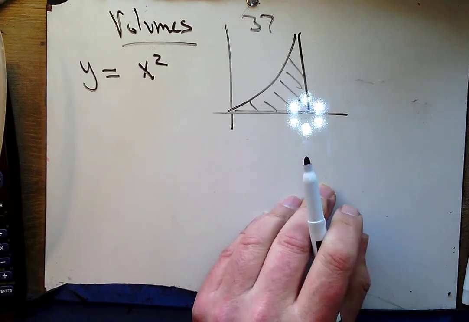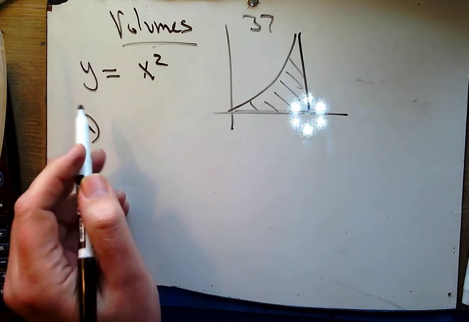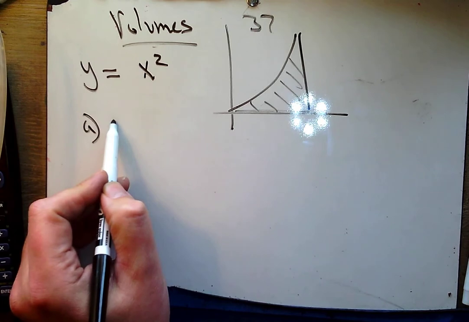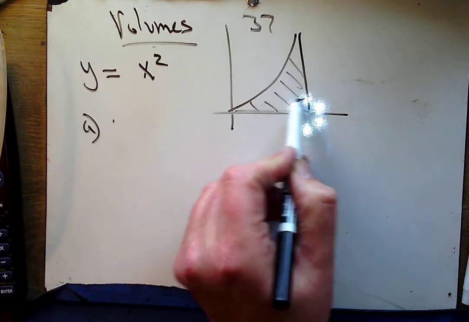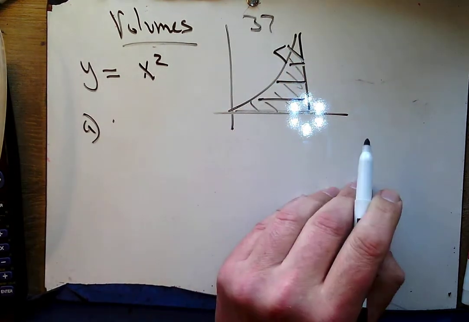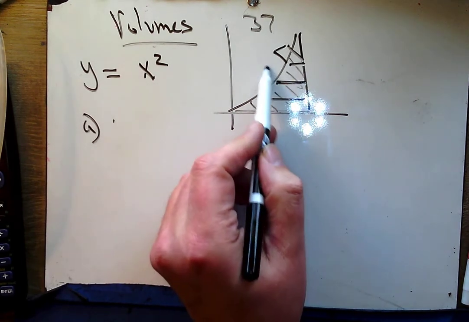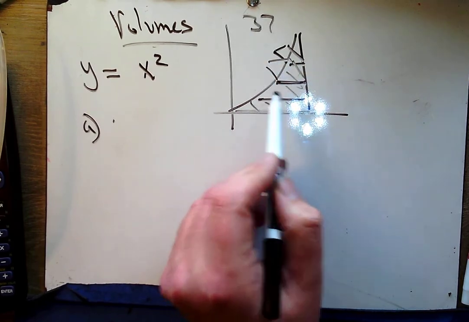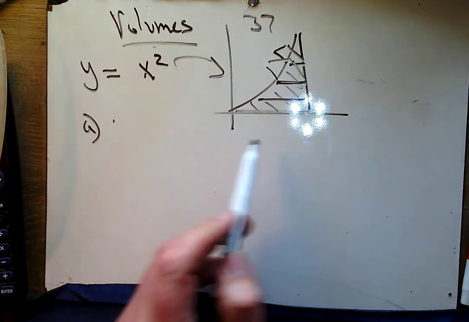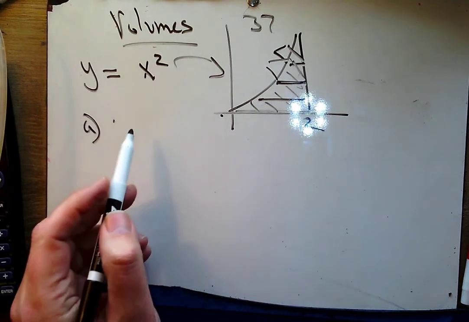But I'm wondering if you can, part A, find the volume when we have cross sections that are squares. Okay, we want the side perpendicular to the y-axis, or parallel to the x-axis, and this is the curve y equals x squared from 0 to 2. Okay, give that one a try.